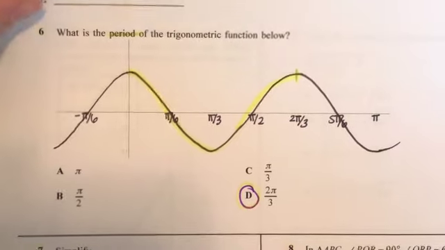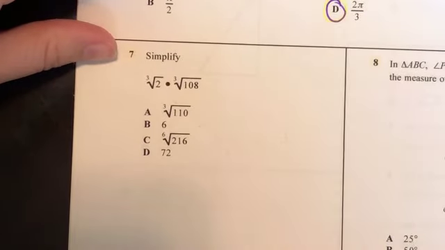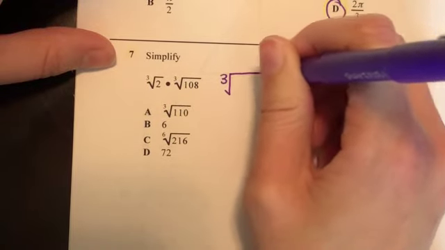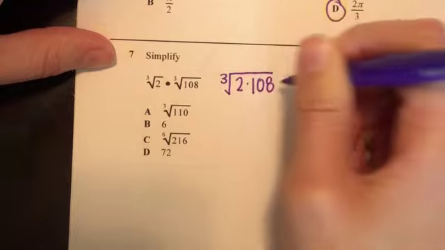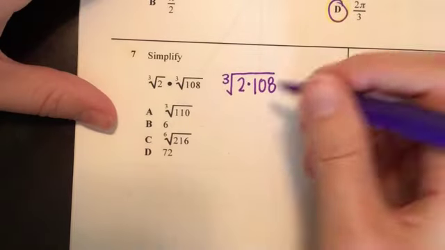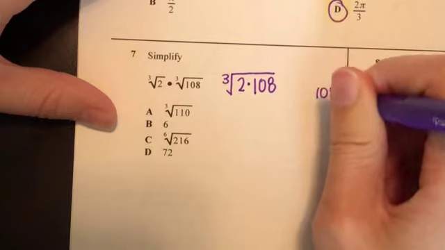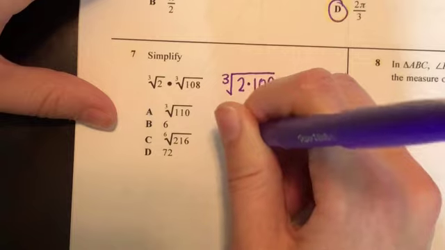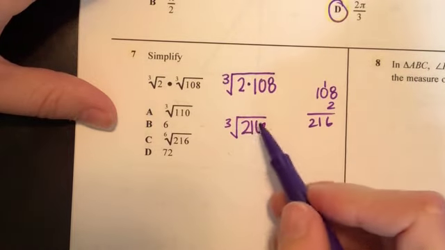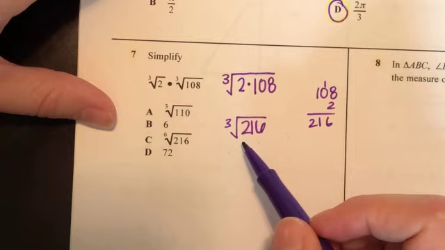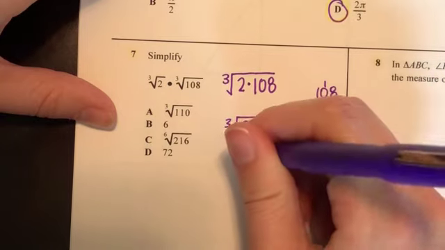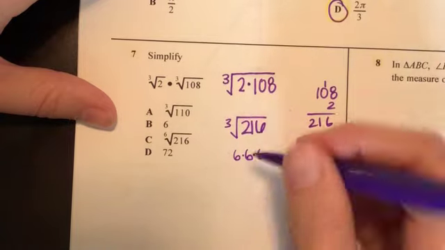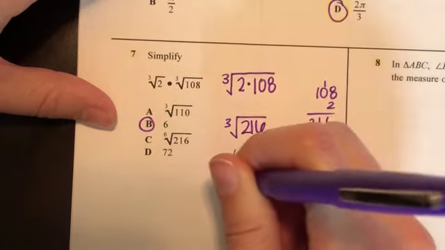Okay, so number 7, we're going to simplify. Since these two numbers are both underneath the cube root, we can multiply them as long as whatever answer we get stays underneath the cube root. So I'm going to go ahead and multiply 108 times 2, and I get 216. So it's the cube root of 216. And then if we want to simplify that, it's what number times itself again gives you 216, and that's 6. Because 6 times 6 is 36, times 6 is 216. So my answer is 6.